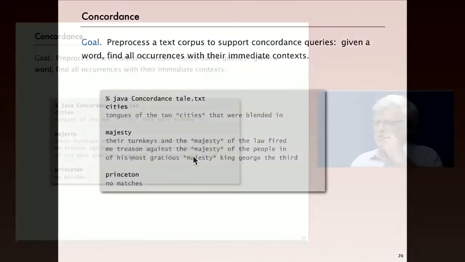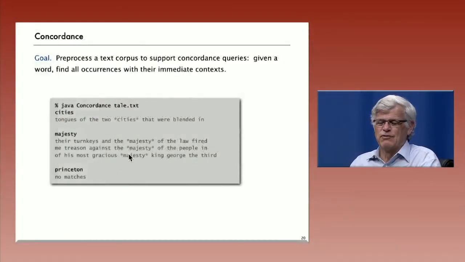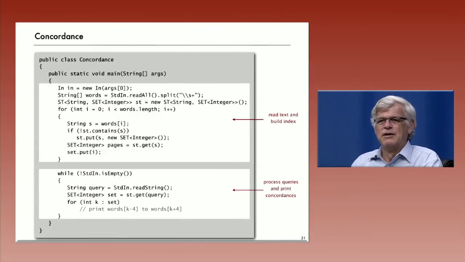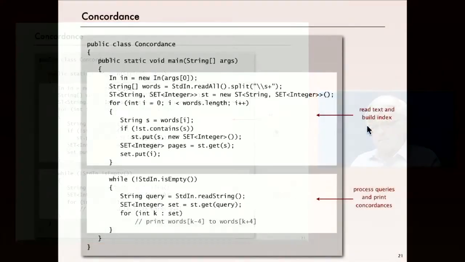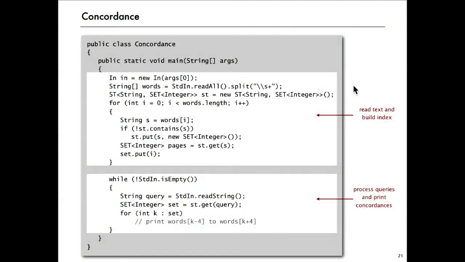And while this is a very special case of what you're very familiar with in web searches, where you type in a word and then you get places where that word appears in context. Again, our symbol table API provides an easy way to implement this. This is a concordance client that does the job.